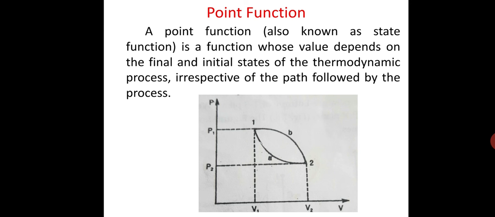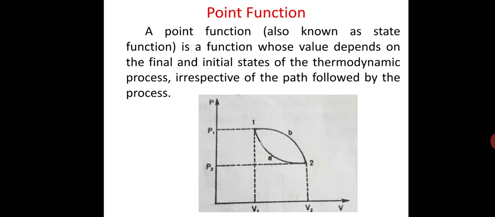P2 and V2 define a state point 2 on the PV plane. Let 1A2 and 1B2 be the two processes. It is observed that the values of P2 and V2 are the same at the end of these two processes.